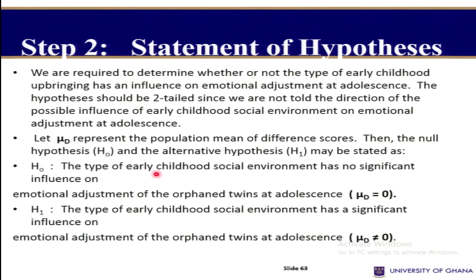So we move to the next and final step, step 6, the interpretation. What is the meaning of rejecting our HO? Remember, our HO is this: that the type of early childhood social upbringing has no significant influence on the emotional adjustment of orphan twins at adolescence. And we are saying we are rejecting this. So this is not the case. Once this is not the case, then what will be the case is our H1. So our interpretation should be our H1.